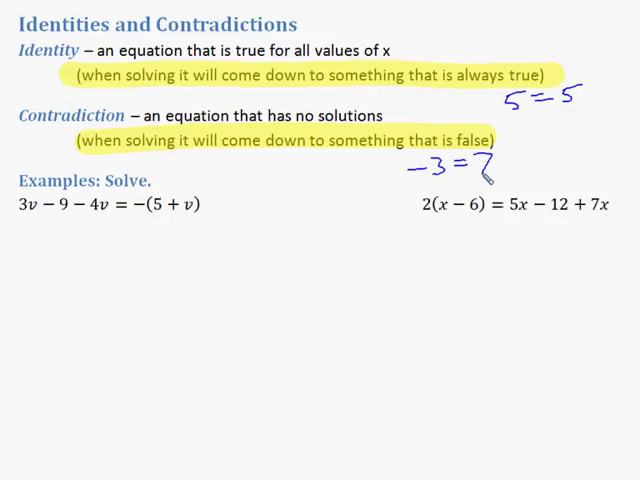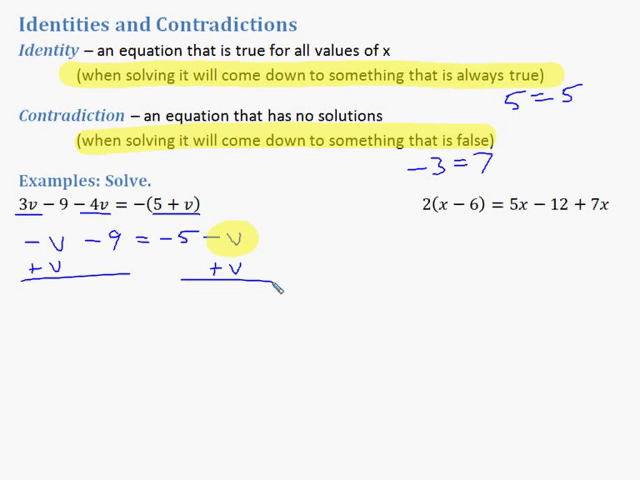Looking at this first one, we're going to simplify each side first. So I'm going to look at the left side. I have a 3v and a minus 4v, which is a negative 1v, or just negative v, minus 9 equals, and then over on the right side, this negative can be distributed, or we think of it as the opposite of whatever is inside the parentheses, so that's negative 5 minus v. Next, we might think, I don't want this v over here on the right side. I want to solve for v, so let's go ahead and add v to both sides to get rid of that.